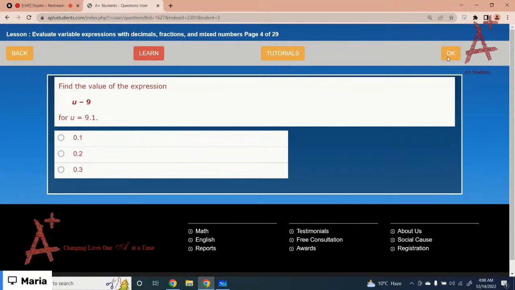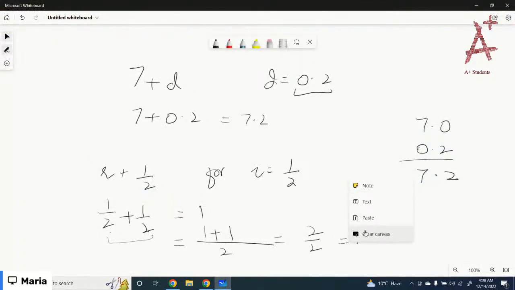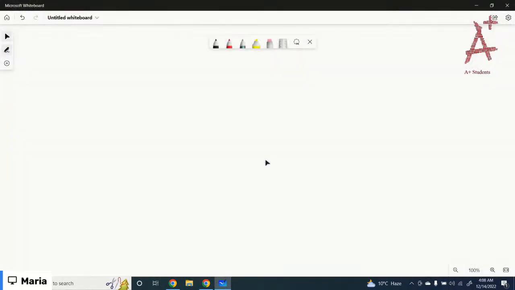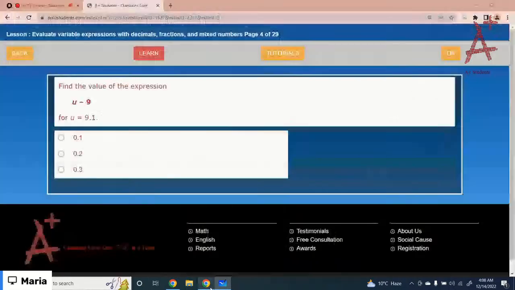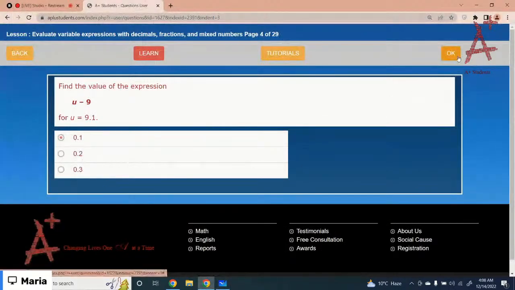Find the value of the expression u minus 9, where u is 9.1. So we subtract 9 from 9.1: subtract the whole number from the whole number and the decimal from the decimal. It is 9.1 minus 9. Got it? 1 subtract 0 is 1 and 9 subtract 9 is 0. So it would be 0.1. Just select the correct option, then click on the OK button.